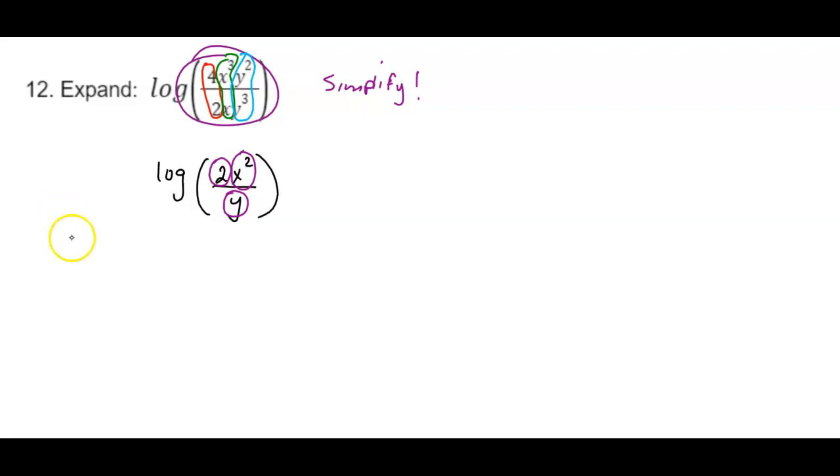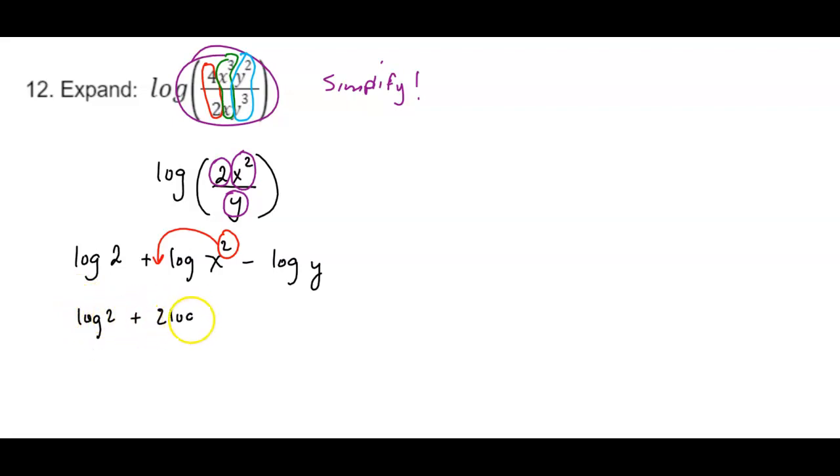negative. So when I expand, I've got log of 2, which is positive, it's on the top, plus log of x squared, also positive, it's on the top, minus log of y, because the y was on the bottom. Now, there's only one last thing we need to do to finish our expansion, and that is to drop any exponent down to the front as a coefficient using that power property of logs. So our final expansion is log of 2 plus 2 log of x minus log of y.